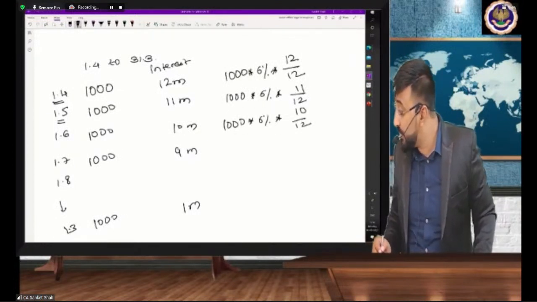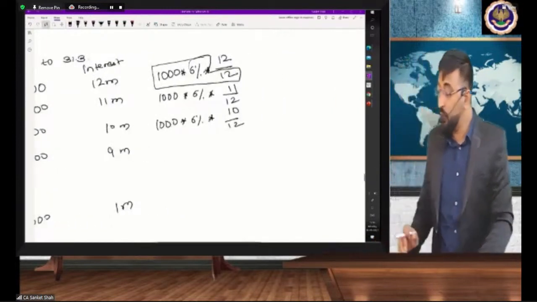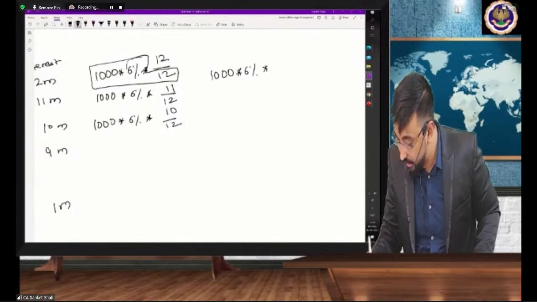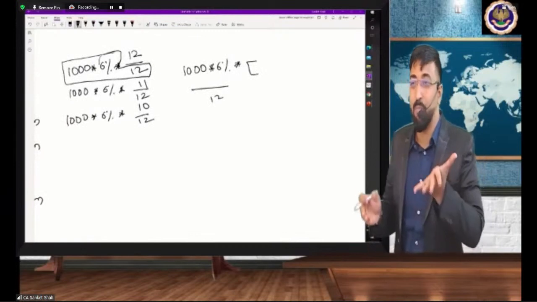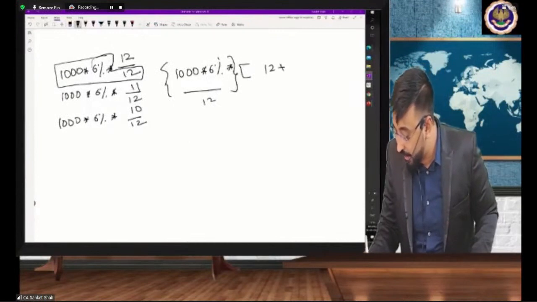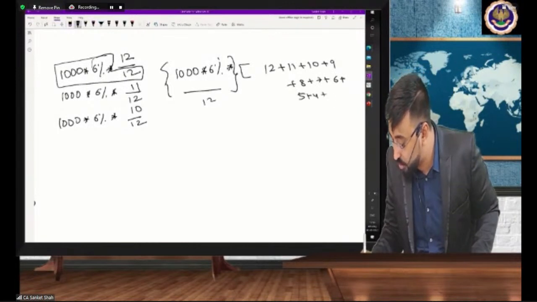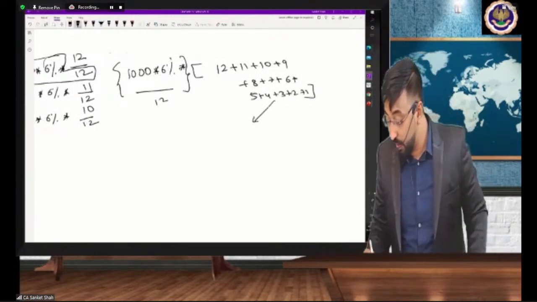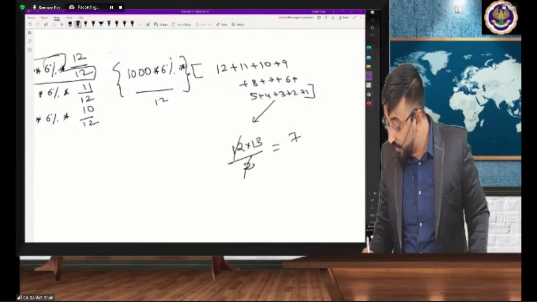Now what is common in this? 1,000 into 6% divided by 12. What is not common? So do one thing. 1,000 into 6% divided by 12 is common. This is pure mathematics, right? And multiplied by what is not common, which I will write in the bracket: 12 plus 11 plus 10 plus 9 plus 8 plus 7 plus 6 plus 5 plus 4 plus 3 plus 2 plus 1. And you know there is a shortcut for this, as in the depletion method, depreciation. What is the shortcut? 12 into 13 divided by 2. So this is 78.